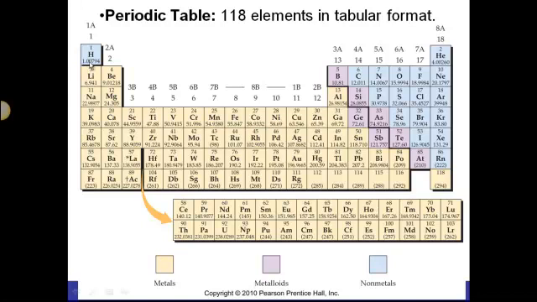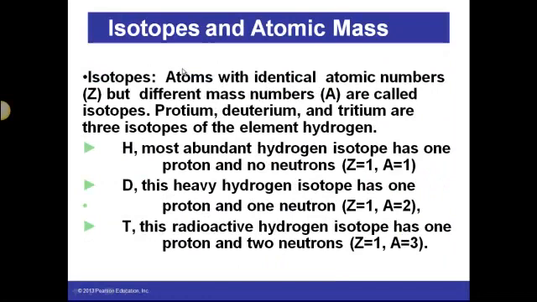It's 1.00794. And so the other isotopes of hydrogen are accounting for the weight change. It is divergent from 1 because of the presence of the other isotopes.